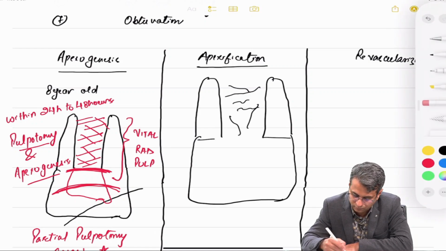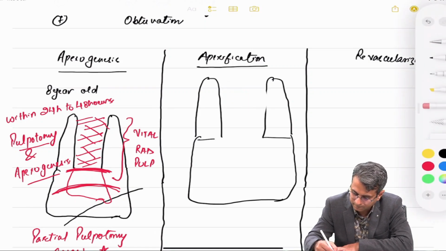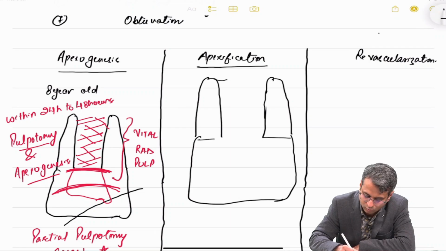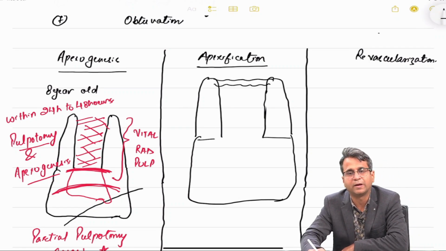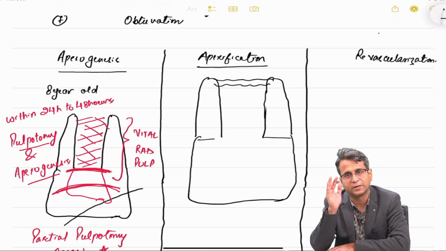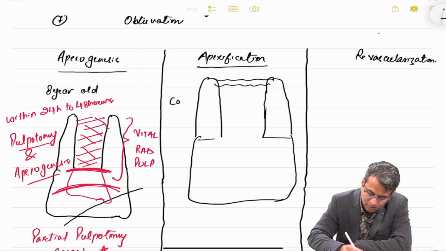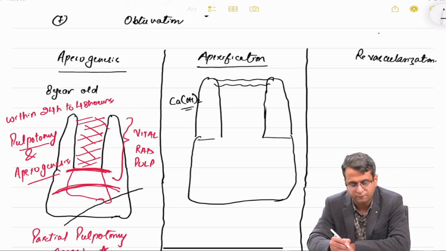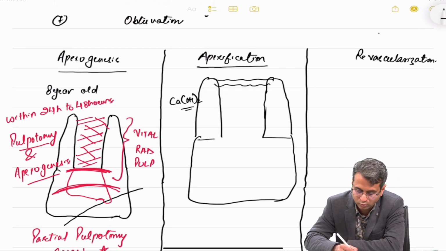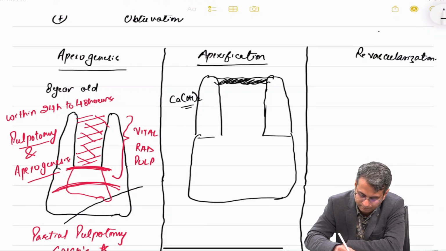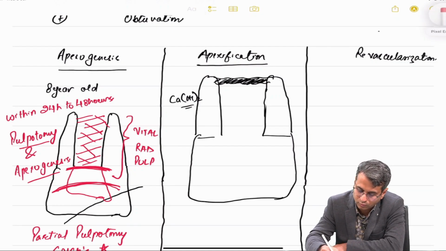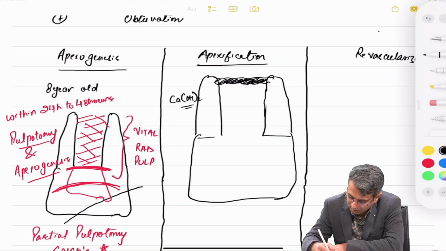So in apexification, what we are doing is creating an artificial barrier over here. An artificial barrier is formed by placing calcium hydroxide for a long period of time. Conventionally, we were placing calcium hydroxide for a prolonged period, say around 6 months, 12 months. This will lead to the formation of a calcific barrier over here. Now since the barrier has formed, you can fill this with gutta percha.